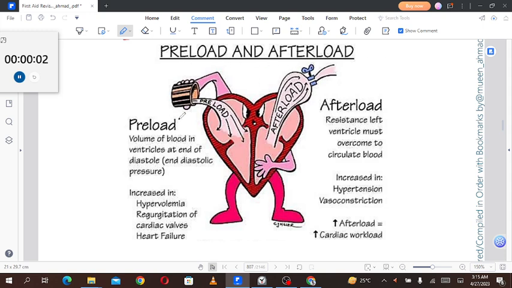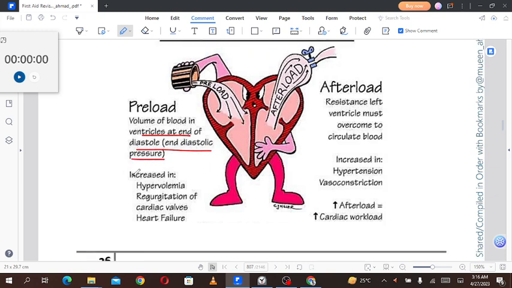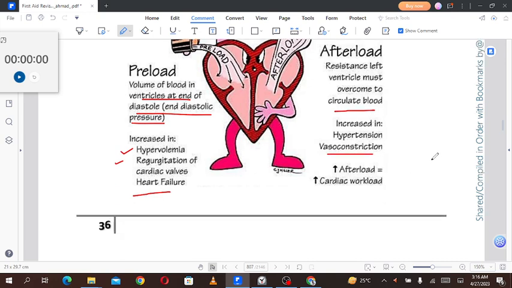So let's see preload and afterload. Preload is the volume of blood in the ventricles at the end of diastole, and diastolic pressure. It is increased in hypervolemia, regurgitation of cardiac valves, and heart failure. What is afterload? The resistance the left ventricle must overcome to circulate the blood. Okay, so there is a resistance that the left ventricle must overcome to cause the circulation of blood. It is increased in hypertension and vasoconstriction, with increased afterload and increased cardiac output.